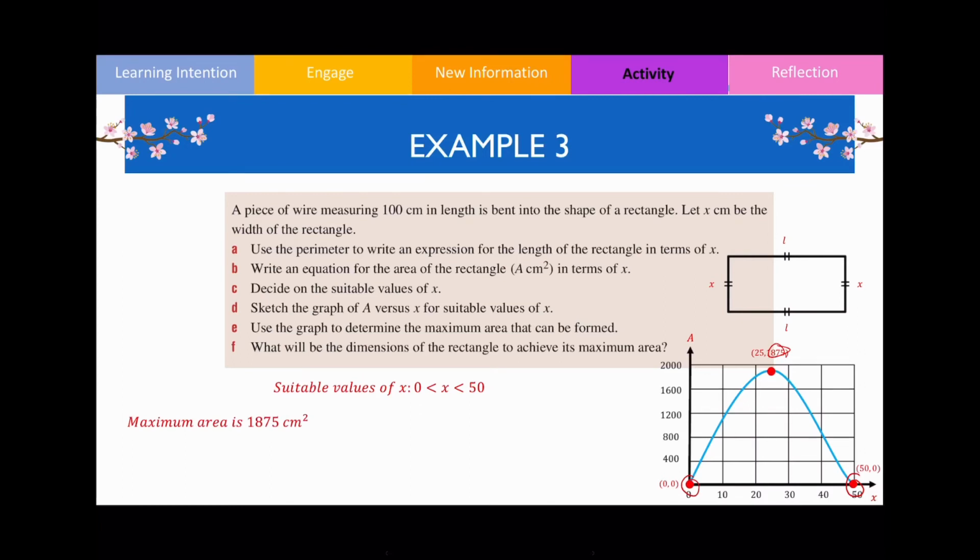And finally, for part F, what will be the dimensions of the rectangle to achieve its maximum area? We already know that in this case here, for the maximum area, that's when the width is going to equal 25. So therefore, to find out the dimensions, which is the length as well as width, we need to find out what our length is. In this case, remember, we already found out the equation for length. That was 50 minus x. So if we substitute x being a width into the equation, that will therefore give you a length of 25. Hence, the maximum dimension in this case over here is going to be 25 by 25, okay?